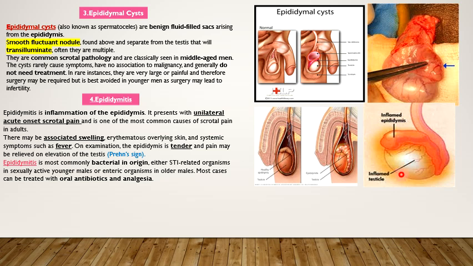epididymitis is closely associated with orchitis as well. Normally they occur together because they are very close to each other. So the infection tends to spread from the epididymis to the testis or the other way around. As a result, we call this epididymo-orchitis.